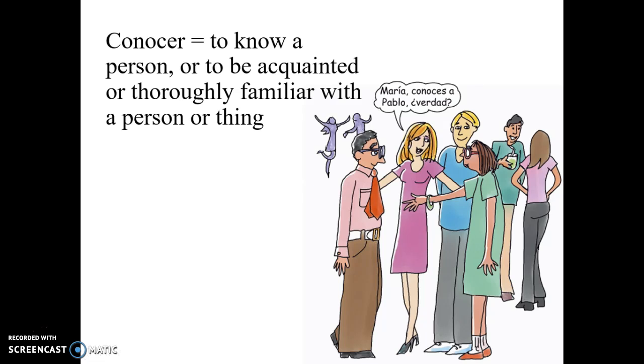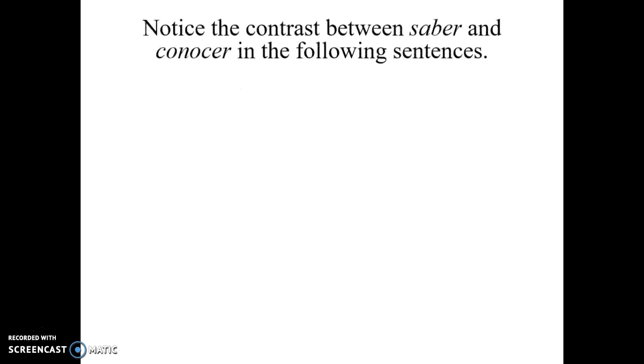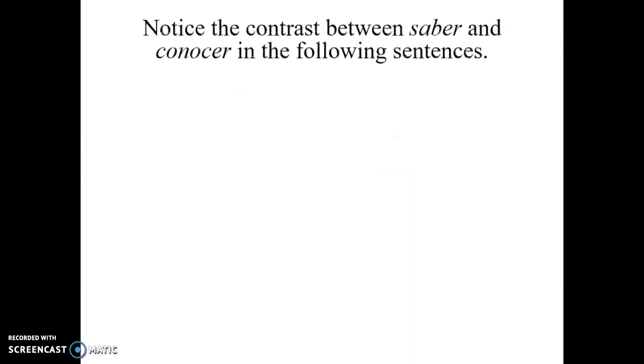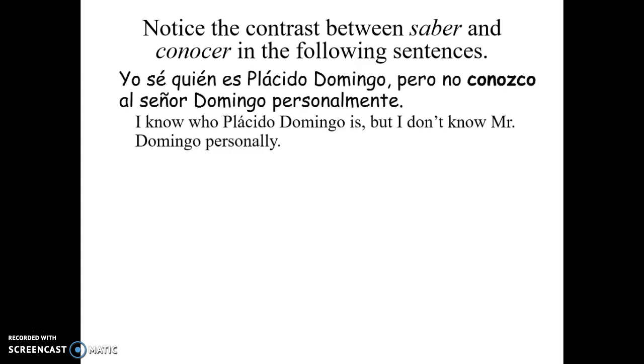And just like the chart mentioned, conocer is used when we are referring to knowing a person or we're acquainted with them or a thing as well. So it's like we've personally met them or know them. So if you look at this, she's asking, Maria, conoces a Pablo, verdad? You've met Pablo, right? You know him? All right, so notice the contrast between saber and conocer in the following sentences.